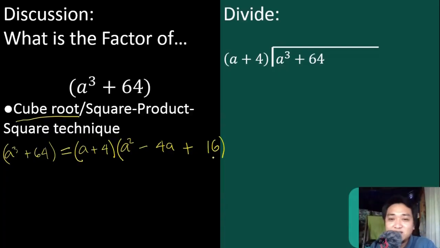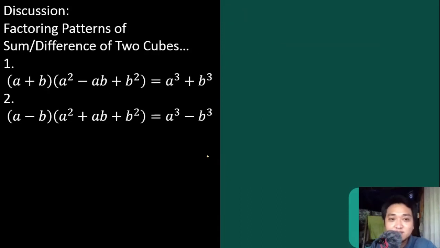Okay, subukan natin kung effective yung technique na nabuo natin in factoring the sum or difference of two cubes. So in this case, you have the quantity A plus B times the quantity A squared minus AB plus B squared. So what will be the product?